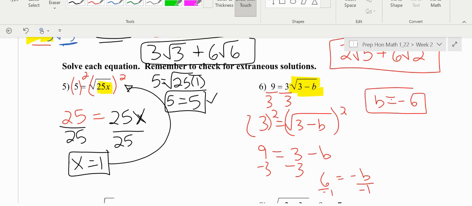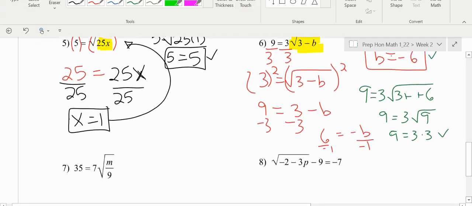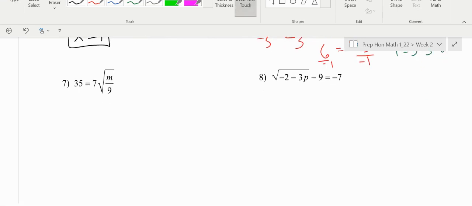And then we have to check that it works. So if I was to substitute this in, 3 minus negative 6, it actually does end up working out. And so I'm allowed to have that as a solution, right? Or if I had a negative under the radical, I wouldn't be allowed to use that. And then finally, the last two.